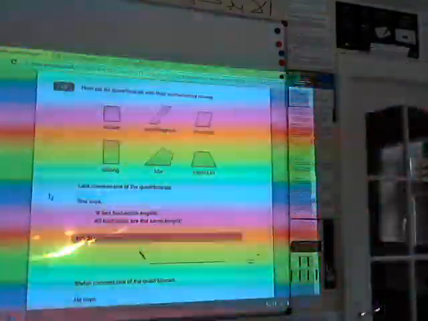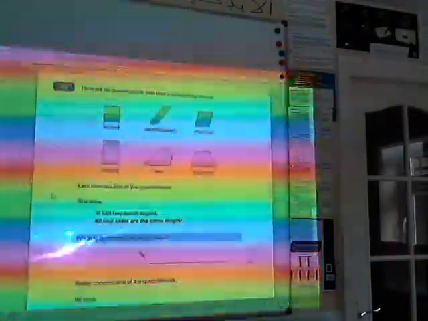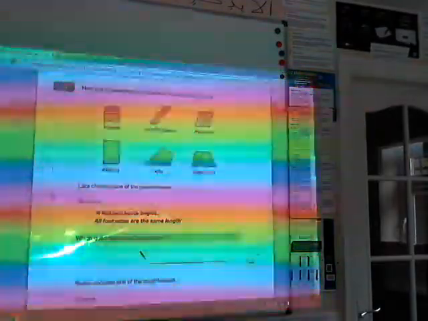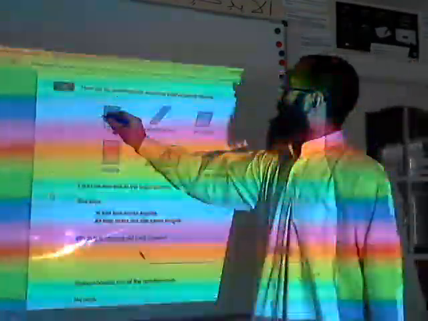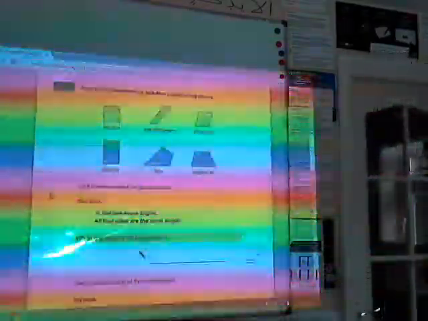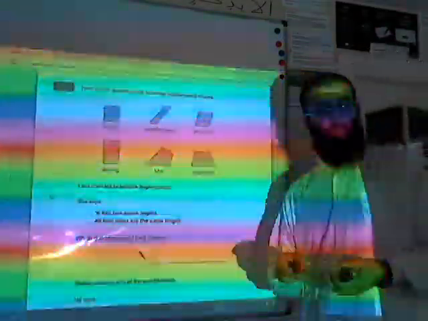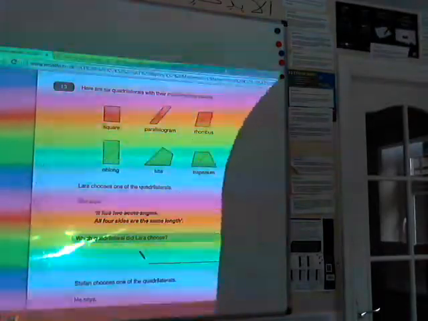Stefan chooses one of the quadrilaterals. He says it has more than one obtuse angle. It has no parallel sides. Now, first of all, the parallel side question, this one here. That's parallel sides, and that one parallel. These are parallel. Which one's left? Kite. Kite is the only shape there that has more than one obtuse angle and has no parallel sides. It's a kite. Lovely.